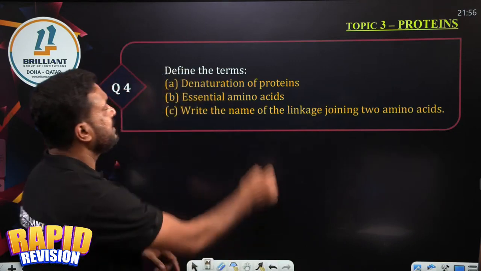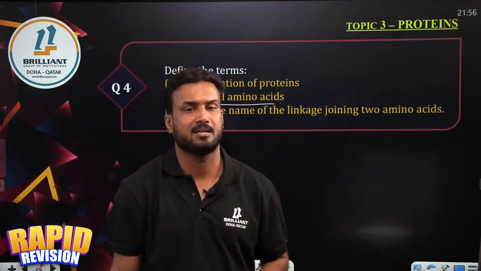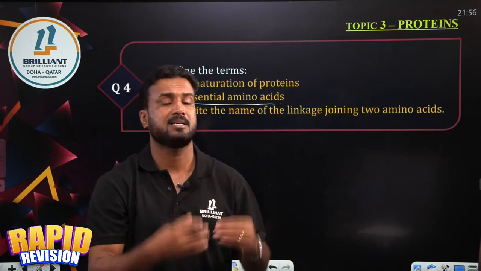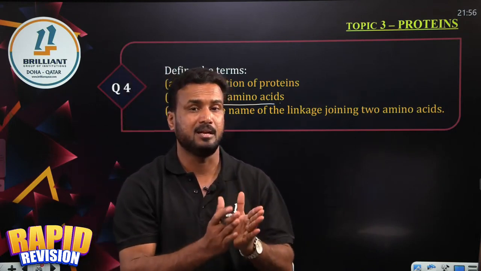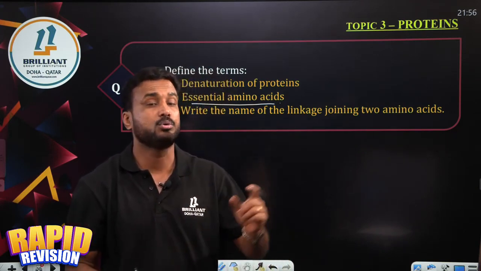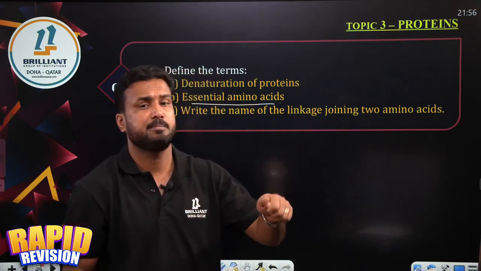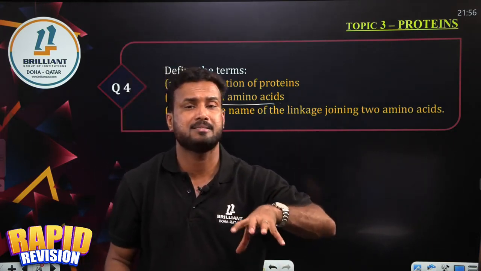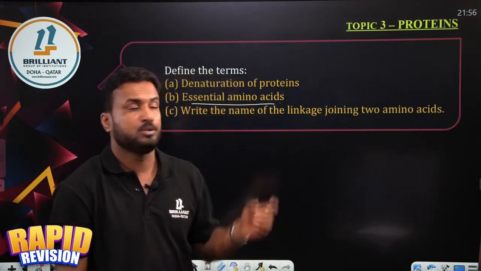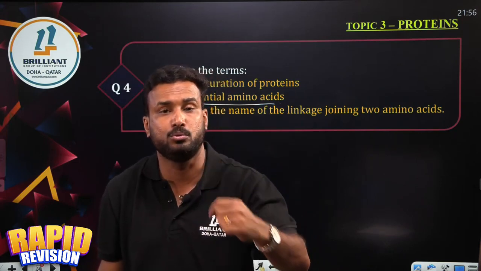What is an essential amino acid? There are non-essential and essential amino acids. Essential amino acids are amino acids which cannot be synthesized in our body. Non-essential amino acids are amino acids which can be synthesized in our body. Glutamic acid and aspartic acid are non-essential amino acids because they are already synthesized in our body. So what are essential? Essential amino acids are amino acids which should be supplied through diet.